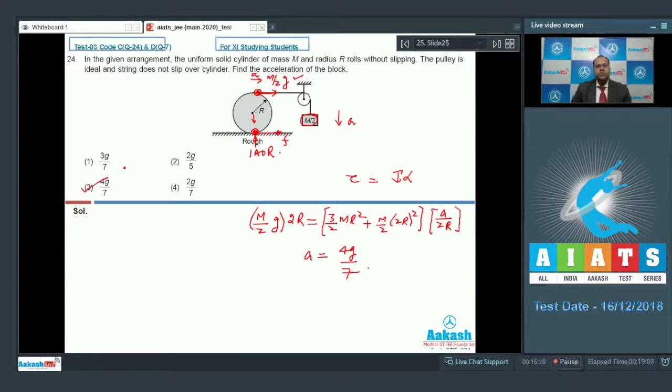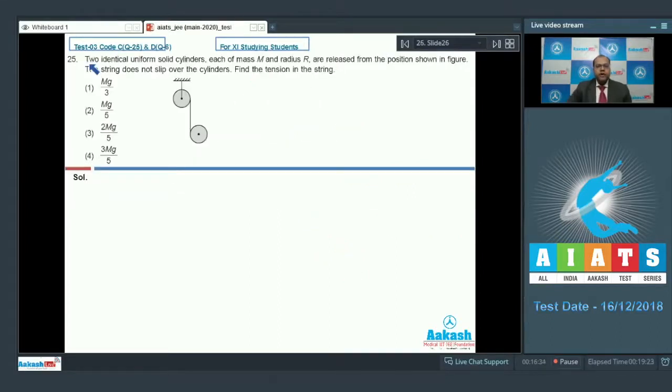Let's move to question number 25. In question number 25, two identical uniform solid cylinders, each of mass m and radius r, are released from the position shown in the figure. The string does not slip over the cylinders. Find the tension in the string. So when the system is set free under gravity, if I draw the free body diagram, mg is acting in this direction, tension T is acting in this direction, and tension T is acting in this direction.